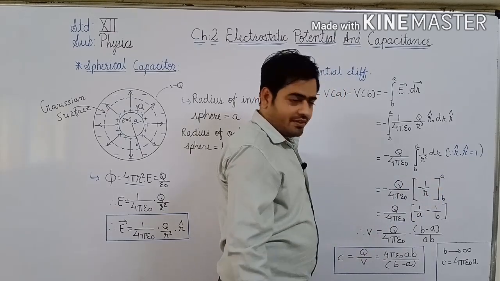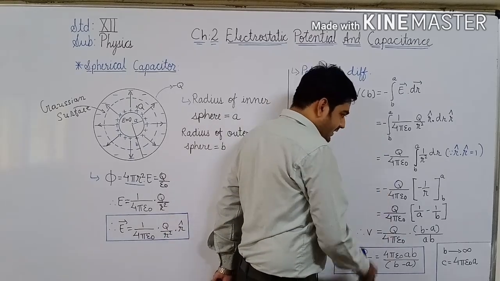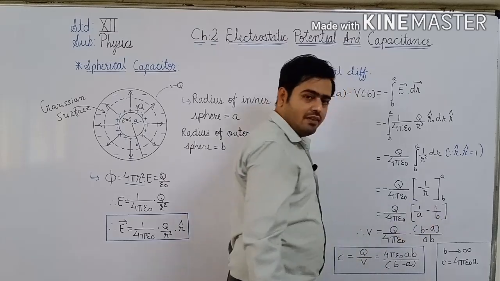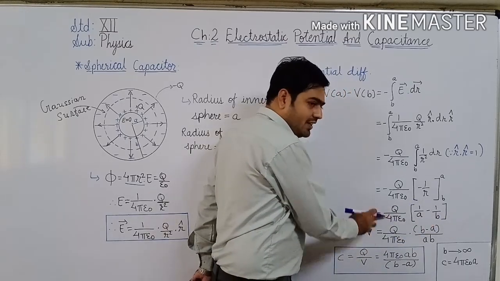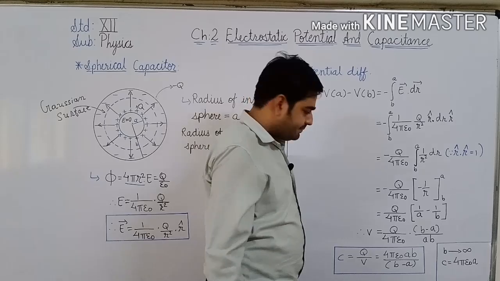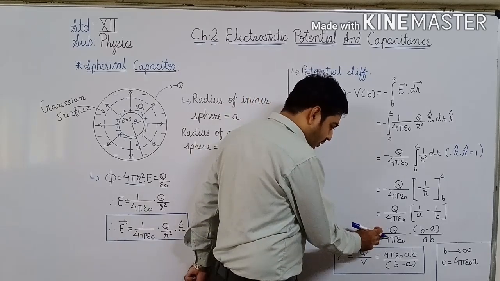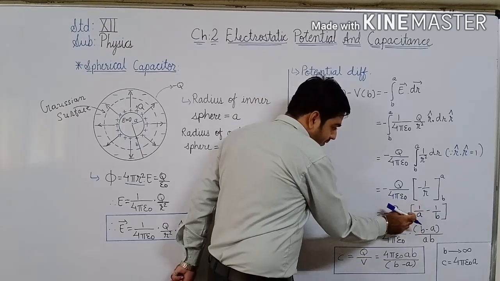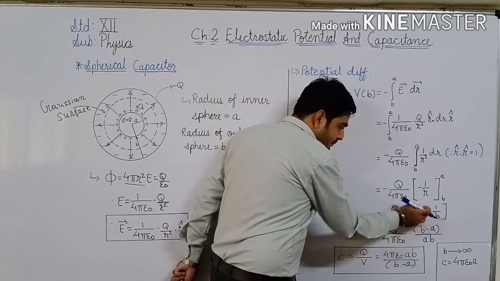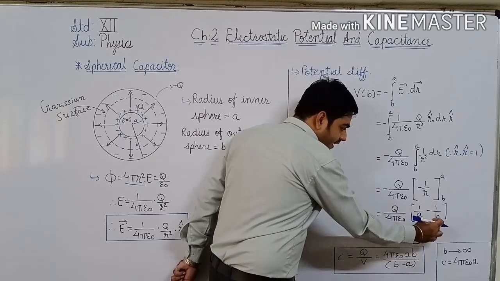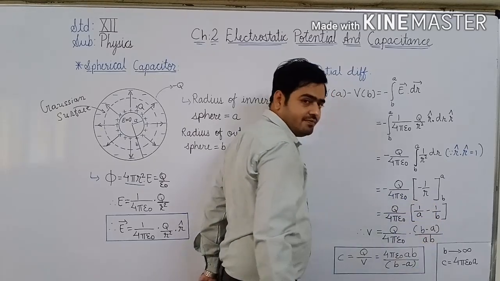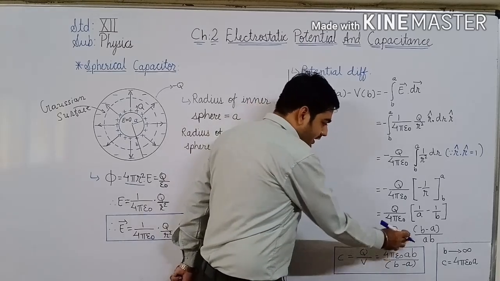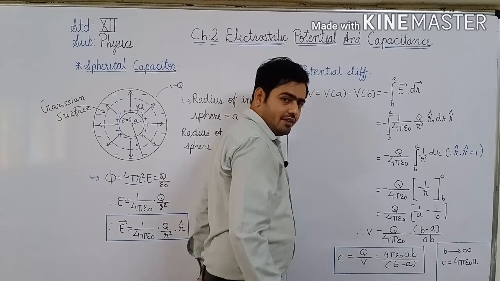Now we have to substitute the limit. q upon 4 pi epsilon naught as it is, first limit 1 upon a minus 1 upon b. This is the potential difference. Now if we take the LCM, then V is equal to q upon 4 pi epsilon naught into b minus a upon a into b. So this is the potential difference, q upon 4 pi epsilon naught into b minus a upon ab.